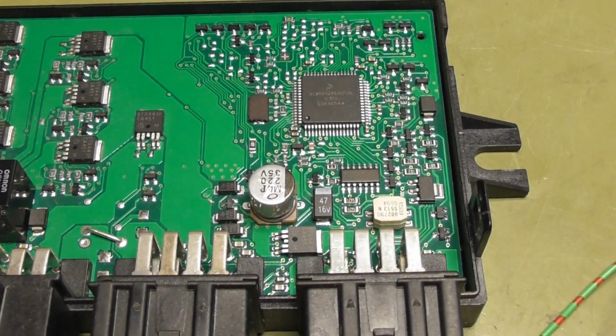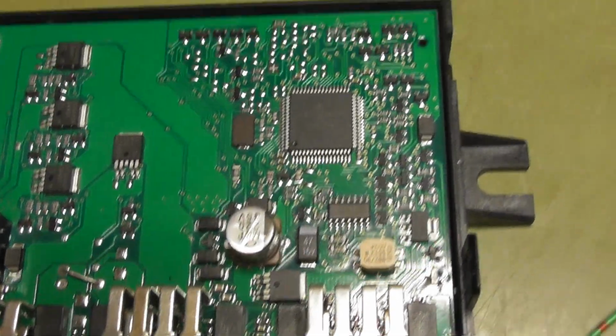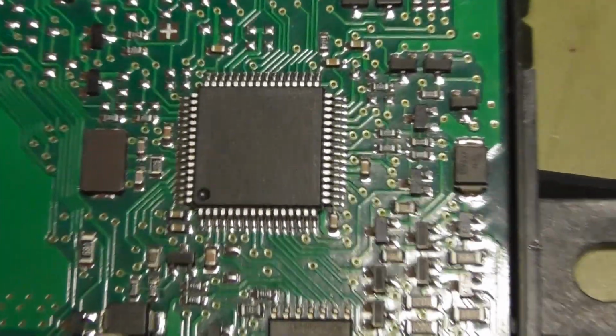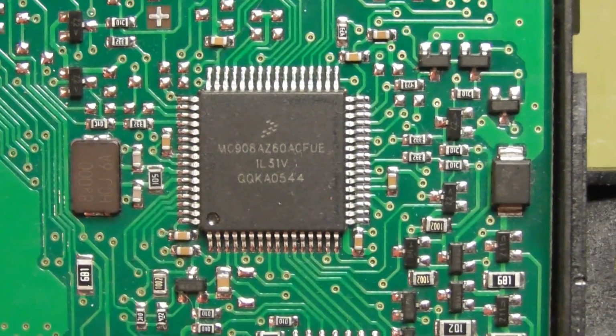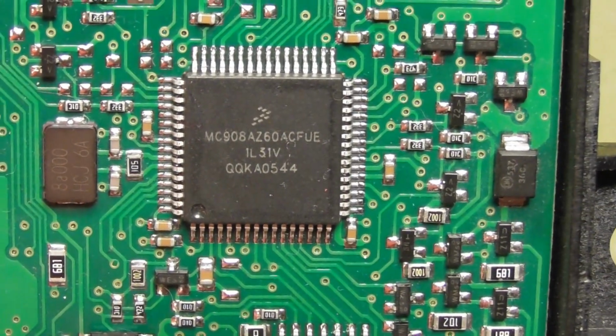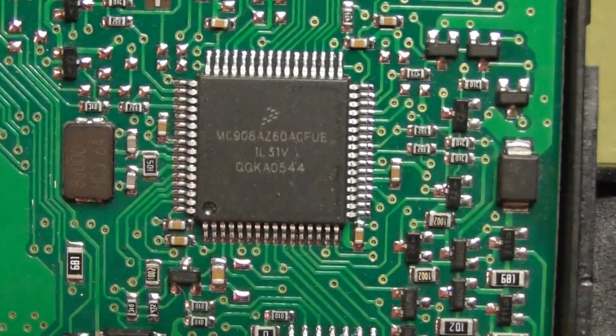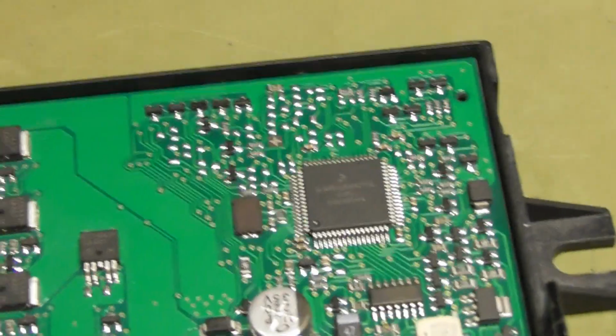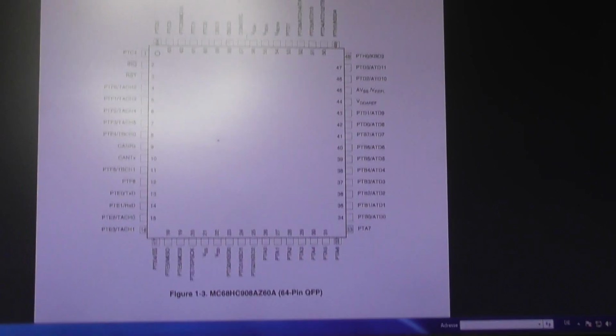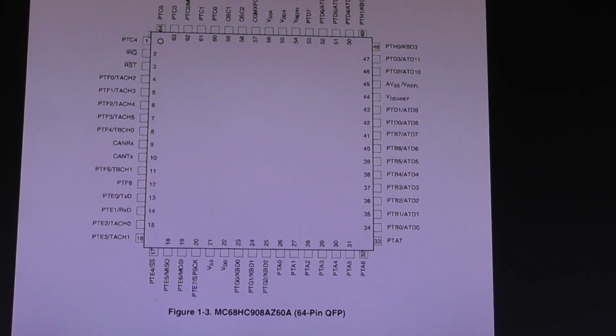I think the next thing I want to do is check the reset pin of this Motorola here. Here you can see the type, what it is. Let's find the data sheet on the internet and check the pins. Here we go. Oh, sorry, my lamp. Where is the reset pin?